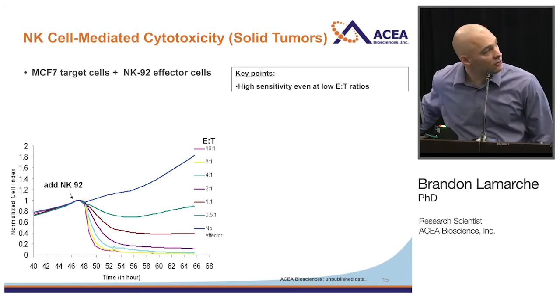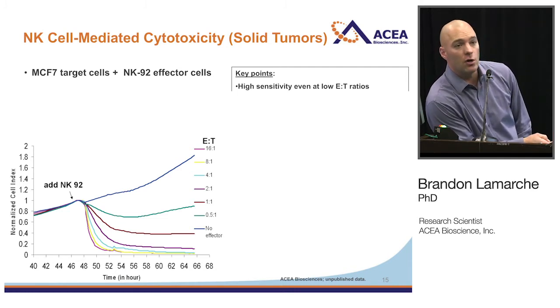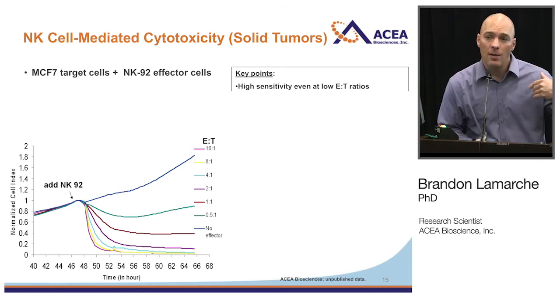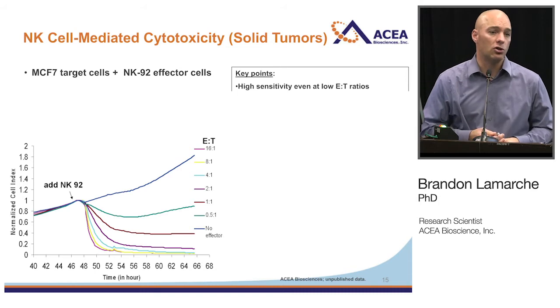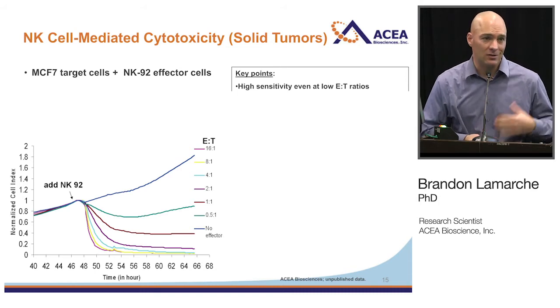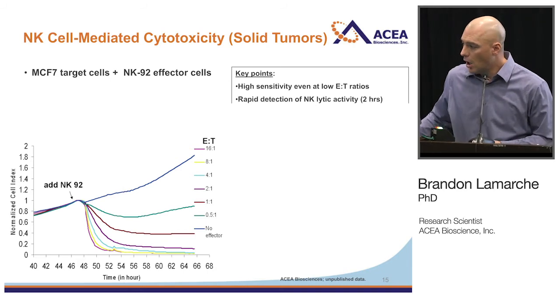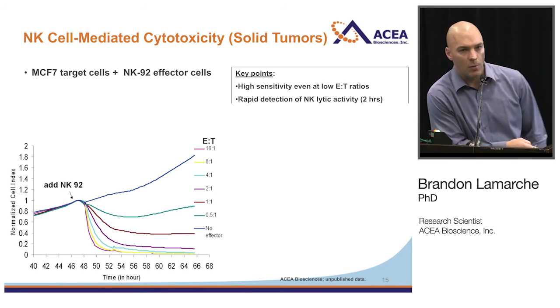I want to highlight that there's a very high sensitivity even at low effector to target ratio. So you can see here at effector to target ratio of 0.5 to 1, we're still picking up on killing. That type of sensitivity is very hard to achieve, even impossible, using traditional cell killing assays, something like a chromium-51 release. You can rapidly detect the killing, so within about 2 hours, you're already seeing a response.